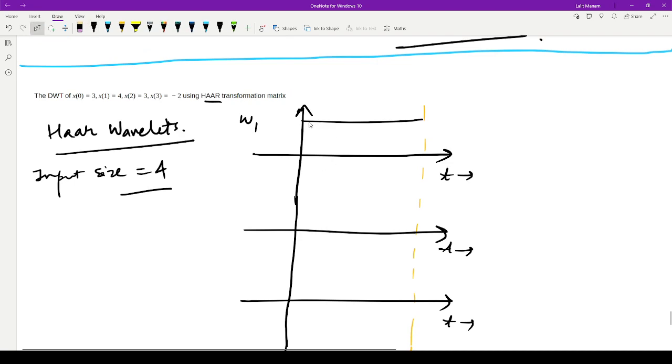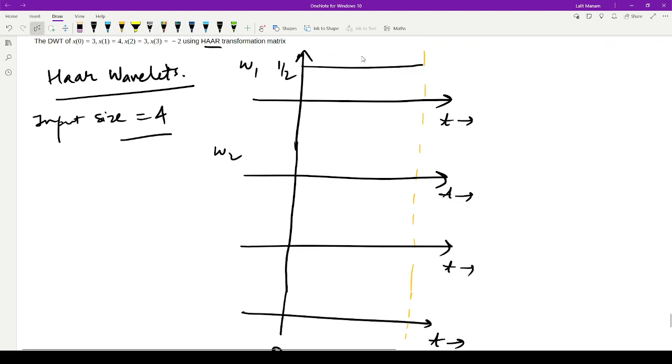So the first one is constant, which is half. The second one is what? The second one should change at the middle, which is first it's half, the rest it's minus half. Third one is what? What should it be?